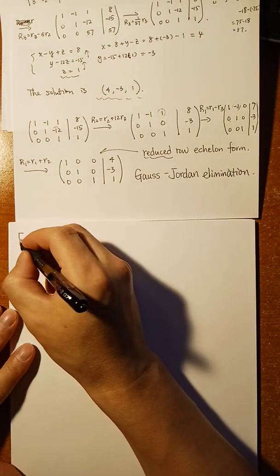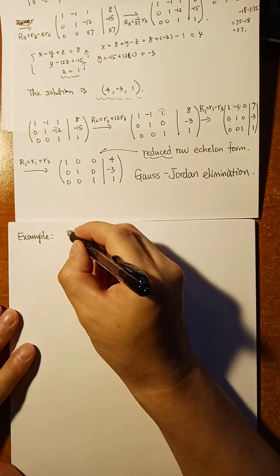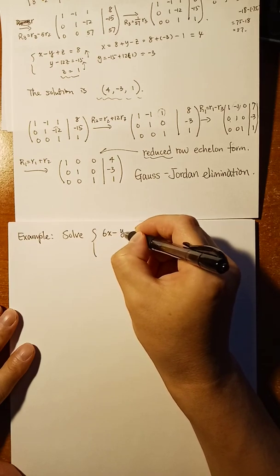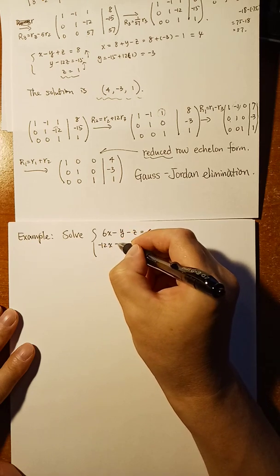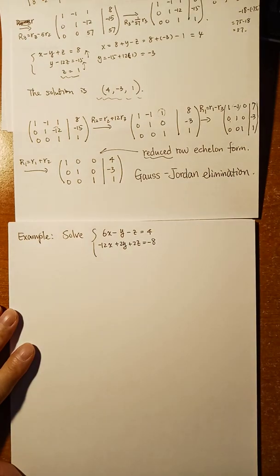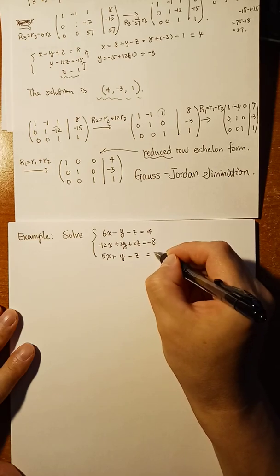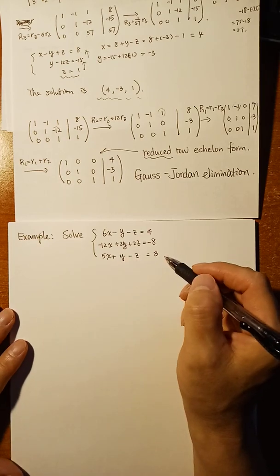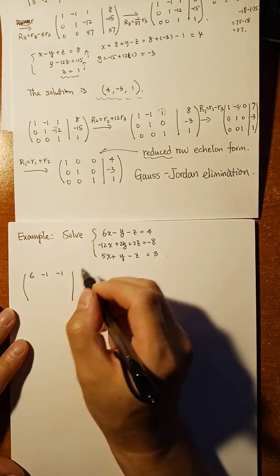Okay, so we're going to solve 6x minus y minus z is equal to 4, negative 12x plus 2y plus 2z is equal to negative 8, 5x plus y minus z is equal to 3. We're trying to use matrices to solve this system of linear equations. So we first write down the augmented matrix.